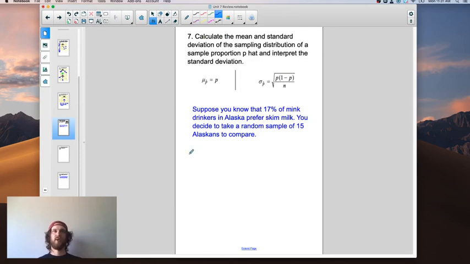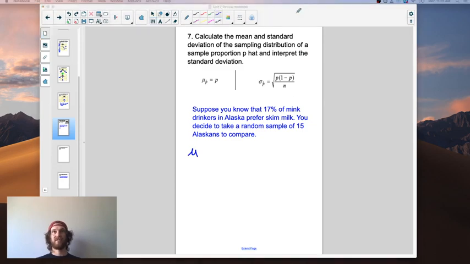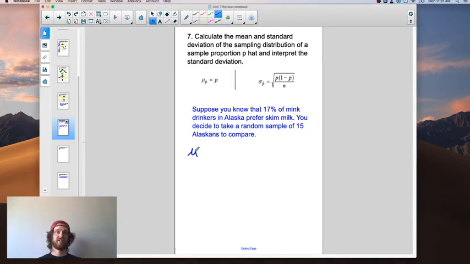So what is going to be the mean of my sampling distribution? If I were to take a sample of size 15 from the population, and I were to do this for every single possible sample of size 15 from the state of Alaska, which is really, really large, where is that going to be centered? It's going to be centered on whatever the proportion of milk drinkers that actually prefer skim milk, so it's kind of already given to us.